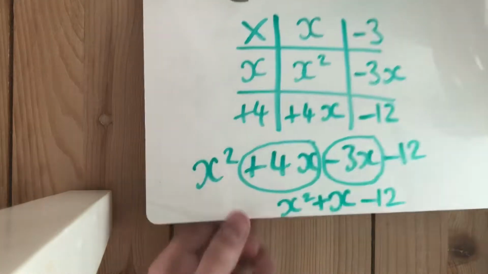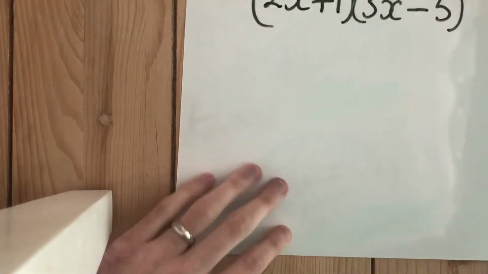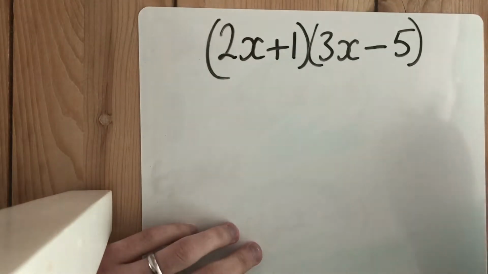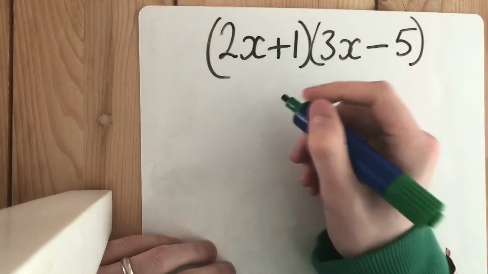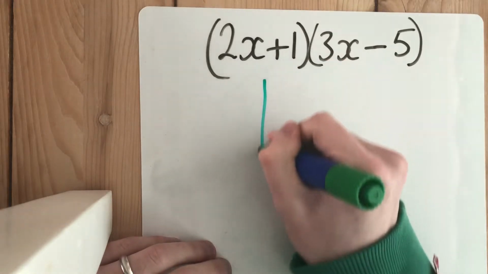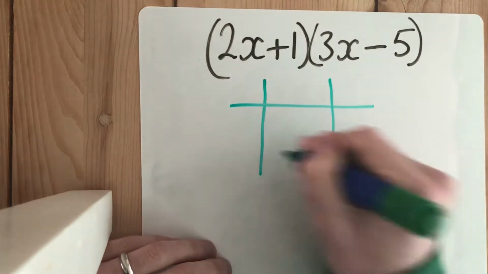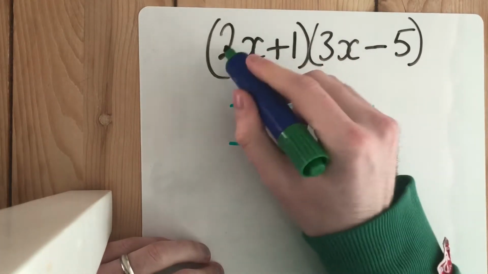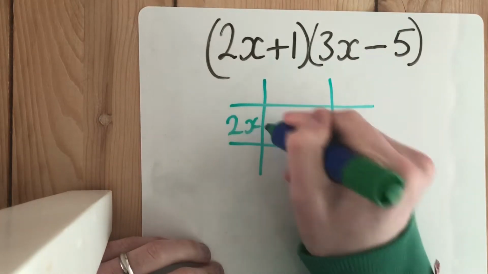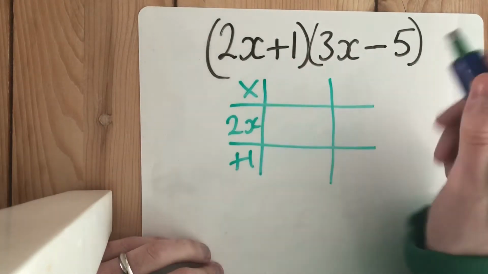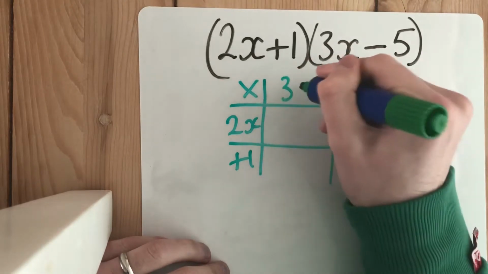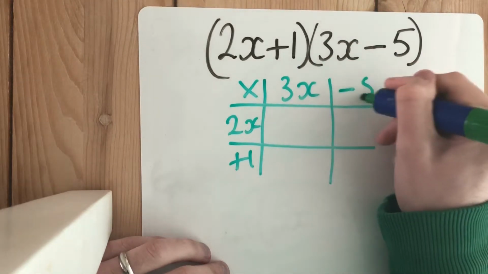Now, the way in which you can make this more trickier is to involve a number in front of the x. The method is the same, so I draw my grid out. My first bracket, so I've got a 2x and a plus 1, so I write my 2x and my plus 1. My second bracket, I've got a 3x and a minus 5, so I write those out.